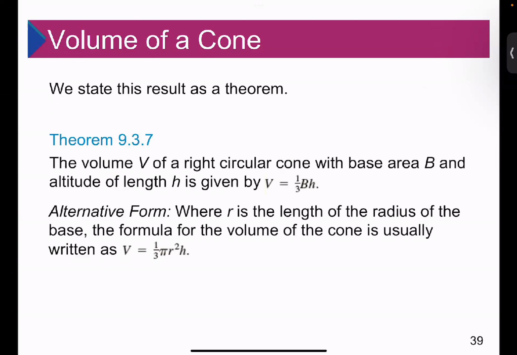The volume V of a right circular cone with a base area B and an altitude of length h is given by capital V equal to 1/3 of base times height. In its alternative form, where r is the length of the radius of the base, the formula for the volume of the cone is usually written as V equal to 1/3 pi r squared h.